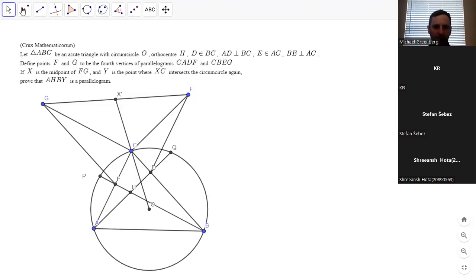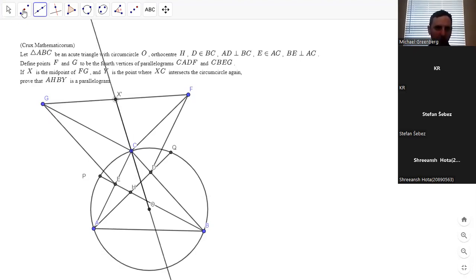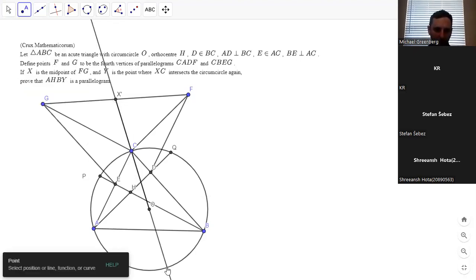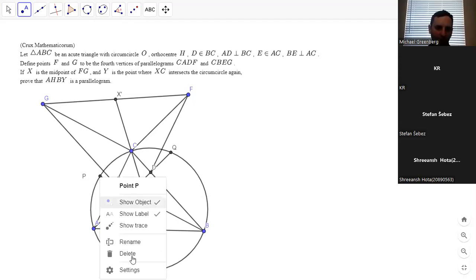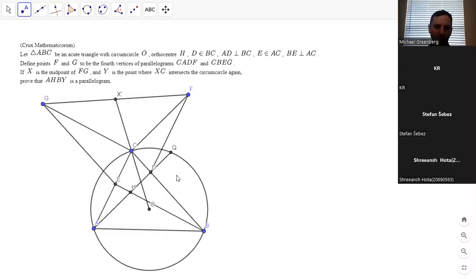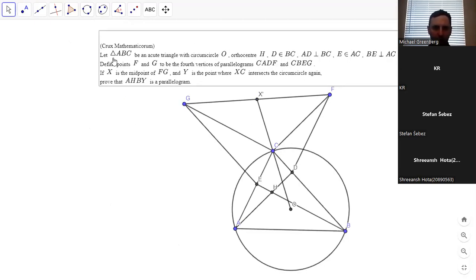Let me just try something. If this doesn't work out, then I'll just use the trig solution. Oh wait, that's not going to work. Okay, I think the solution's simple enough. Because P and Q aren't used in this, I'm going to delete them for now. So let OC intersect FG at X prime.